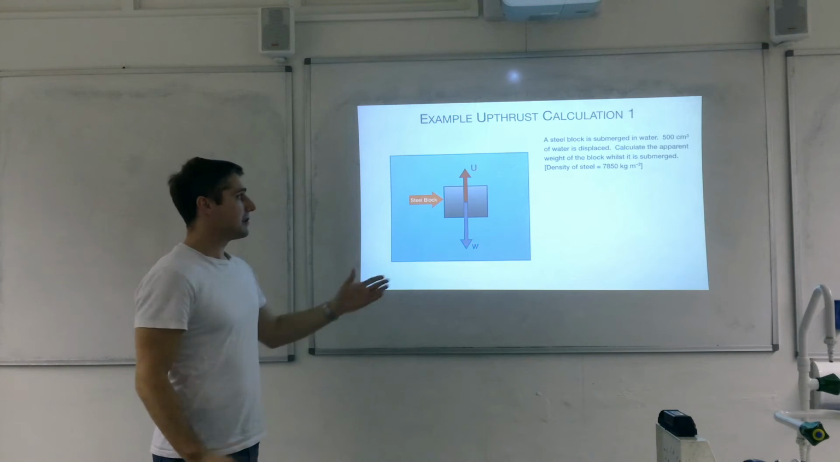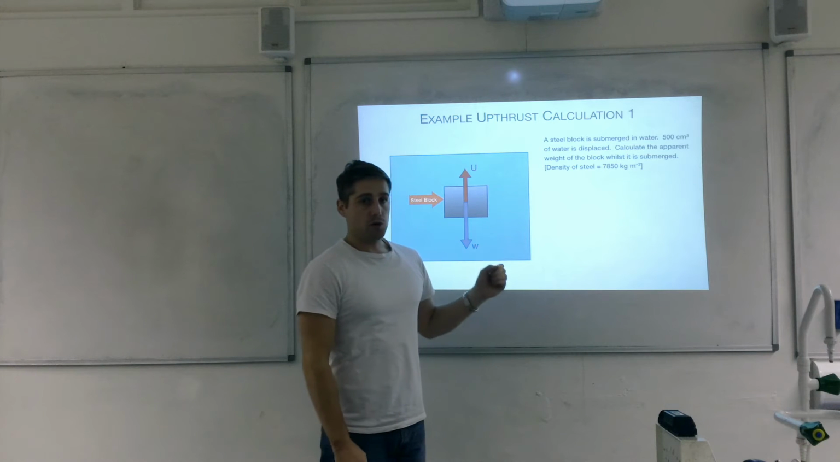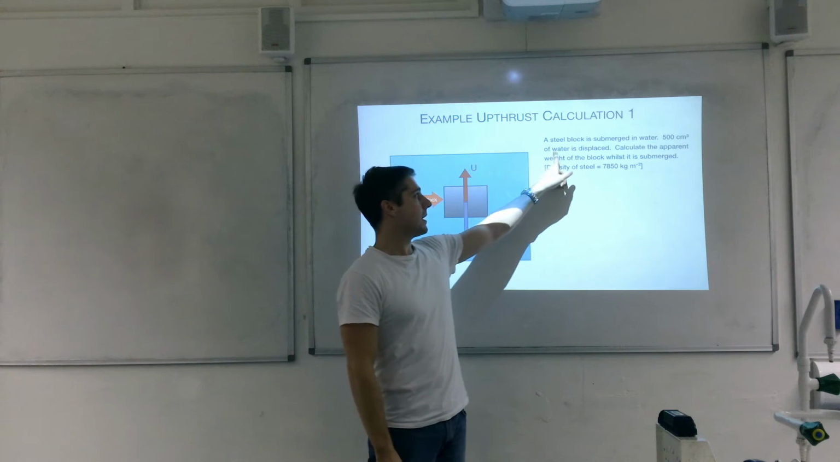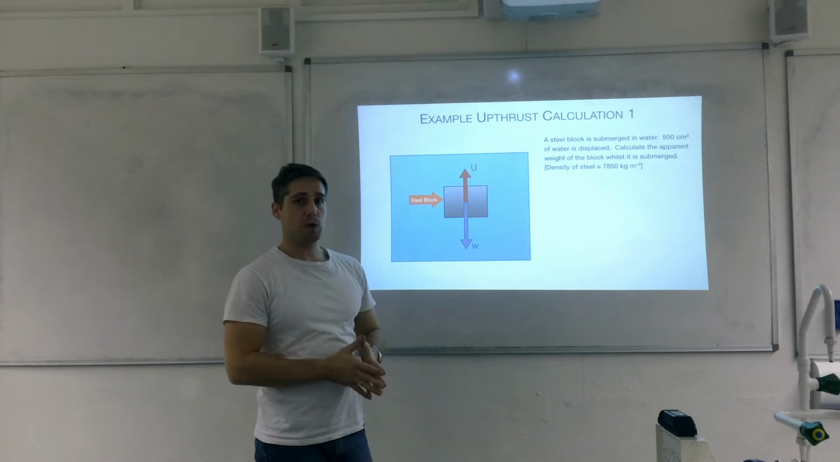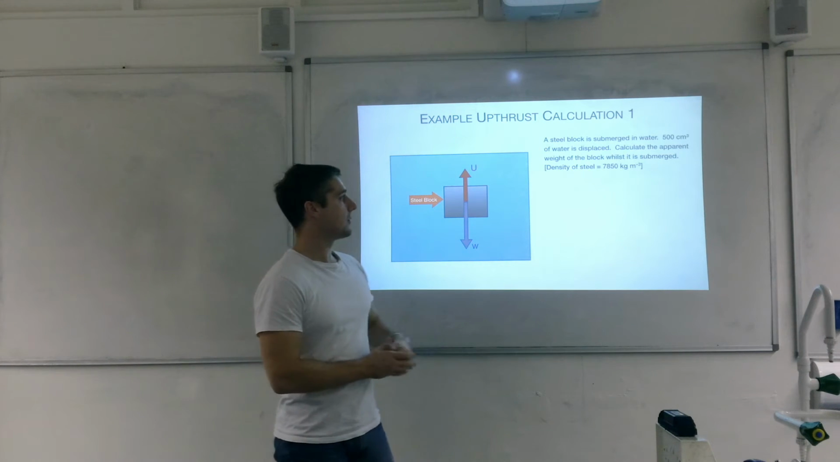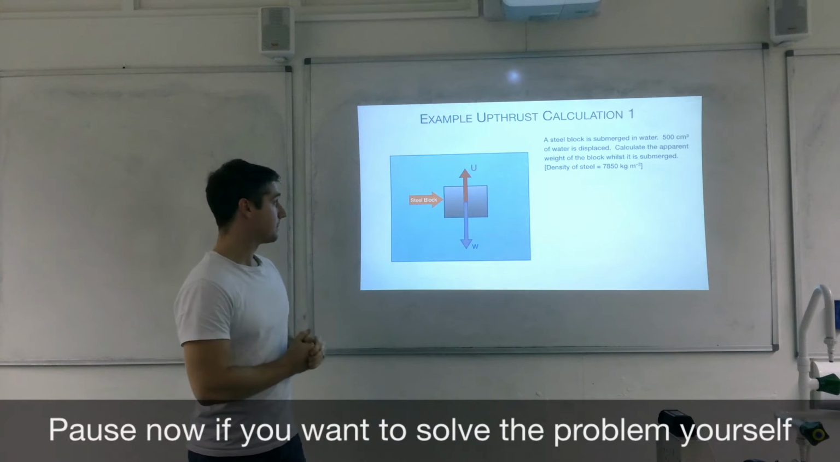For this, I have a steel block that's submerged in water. It has a volume of 500 centimetres cubed, so that volume of water is displaced. I need to calculate the apparent weight of the block when it is submerged. The density of steel is 7,850 kilograms per cubic metre.